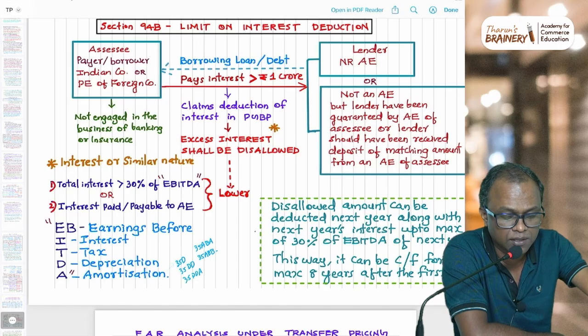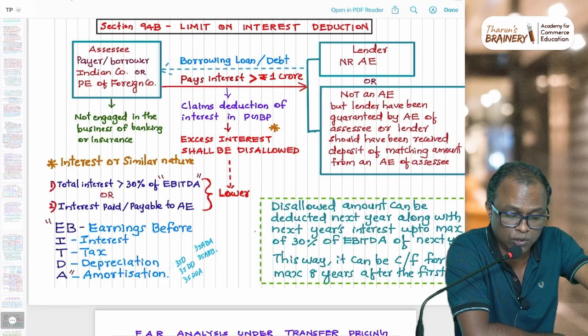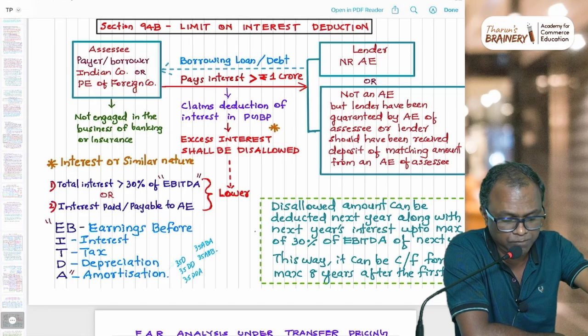That speaks about TP adjustment variation. Definitely there will be a TP variation. We have to find out that. Then we have to check whether that amount is more than 1 crore. Then only we can answer this next part.